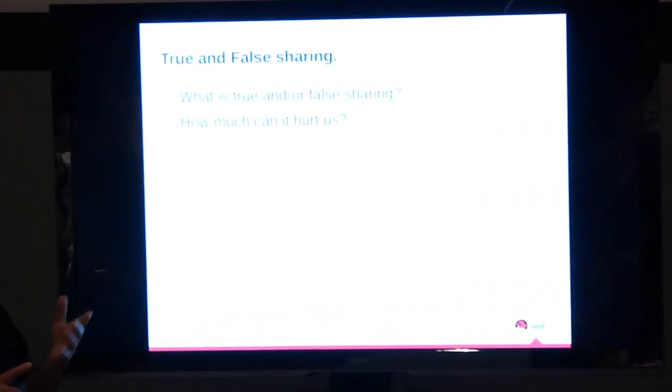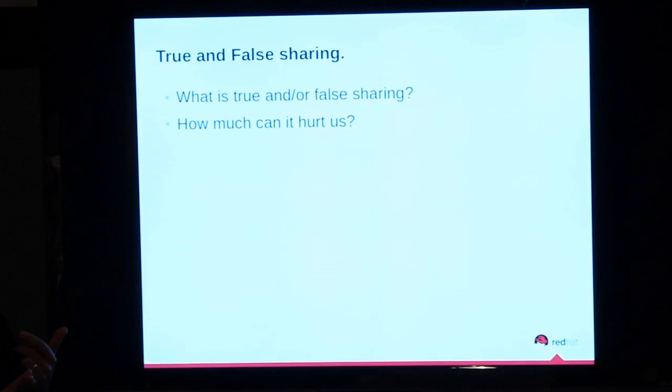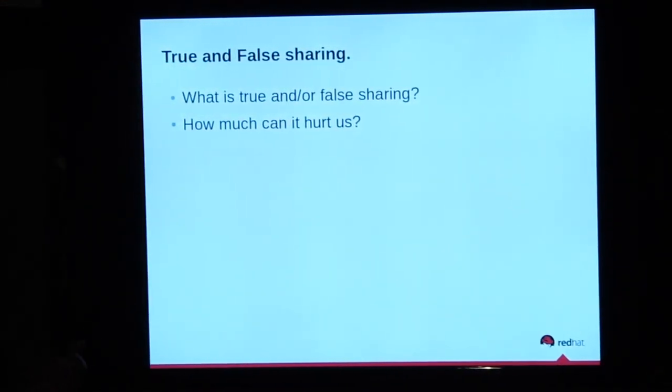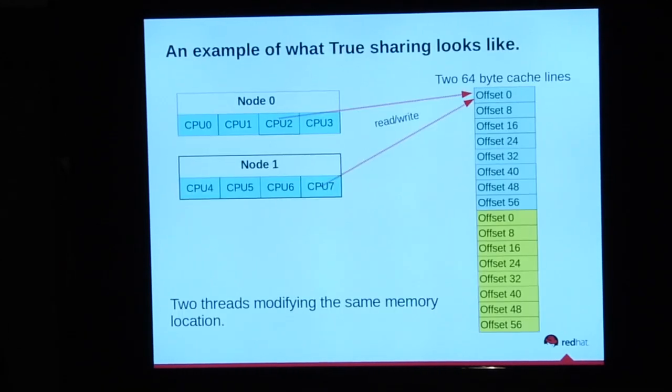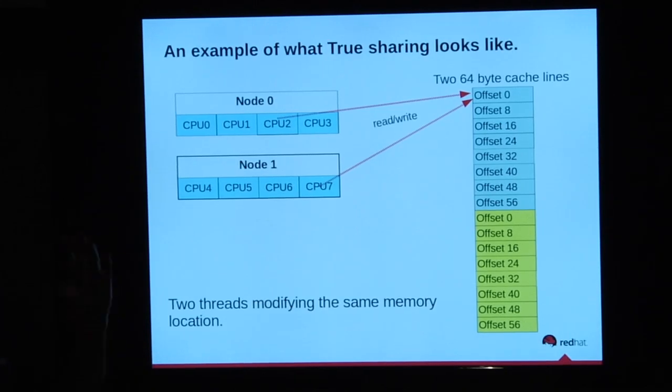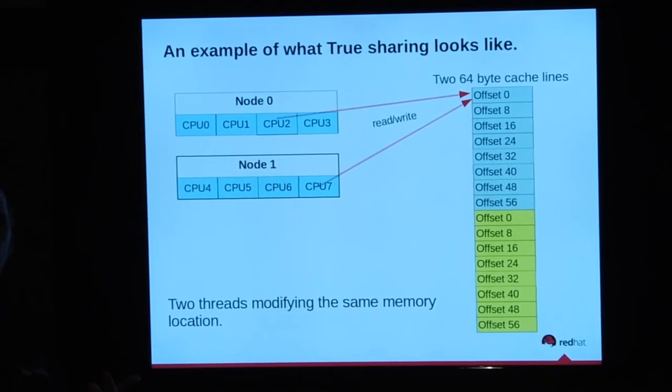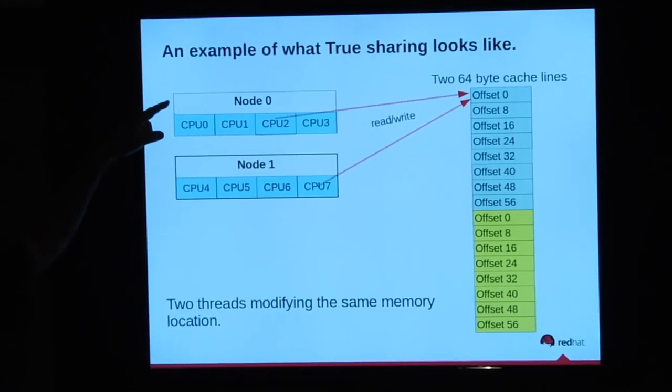The last one was an example of true and false sharing on cache lines. What is true sharing, false sharing, and how much can it hurt? Who's familiar with true sharing and false sharing? Show of hands. Okay.